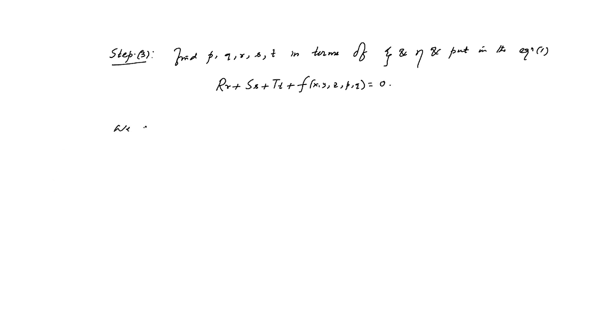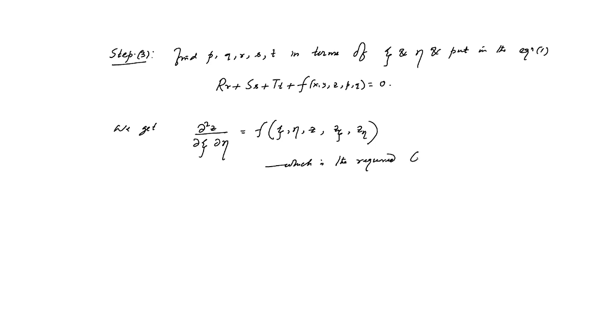We get del square z, del xi, del eta, that will be a function of xi, eta, z, z xi, z eta, which is the required canonical form.